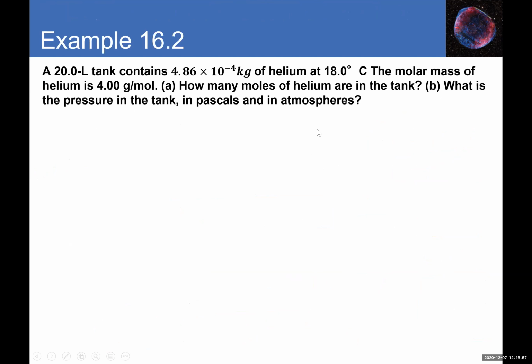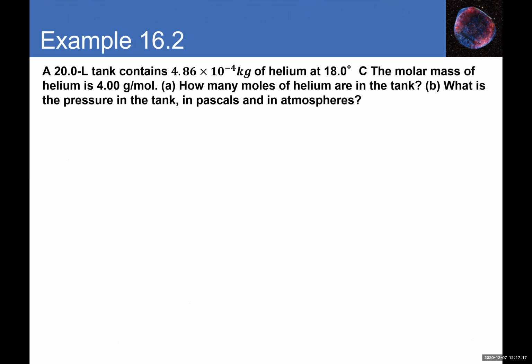You have a 2-liter tank that contains 4.86 times 10 to the negative 4 kilogram of helium at 18 degrees Celsius. The molar mass of helium is 4 gram per mole. How many moles of helium are in the tank? What is the pressure in the tank in pascals and in atmospheres?